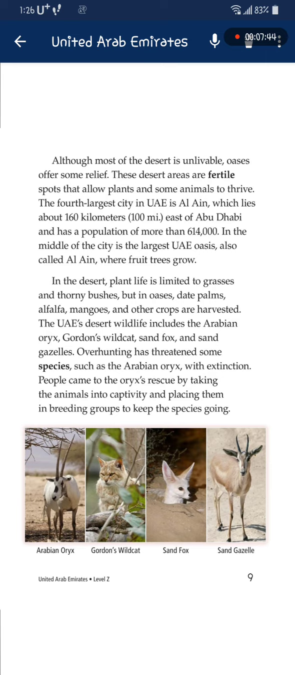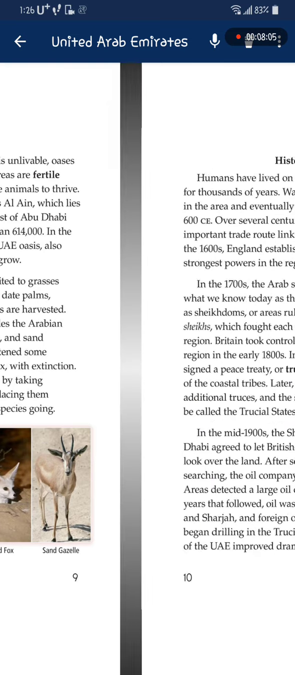Overhunting has threatened some species, such as the Arabian oryx. With extinction looming, people came to the oryx's rescue by taking the animals into captivity and placing them in breeding groups to keep the species going.